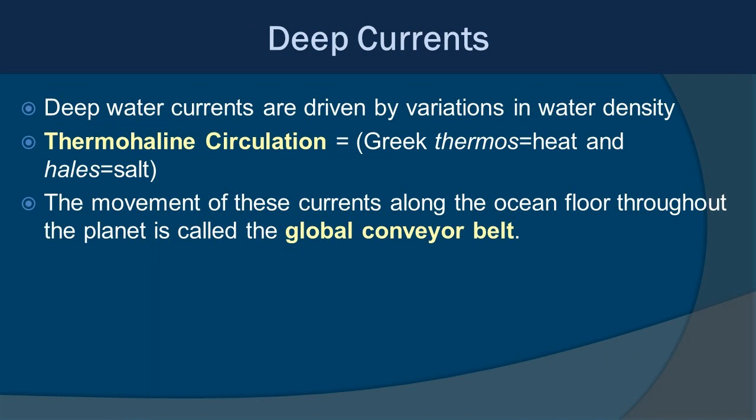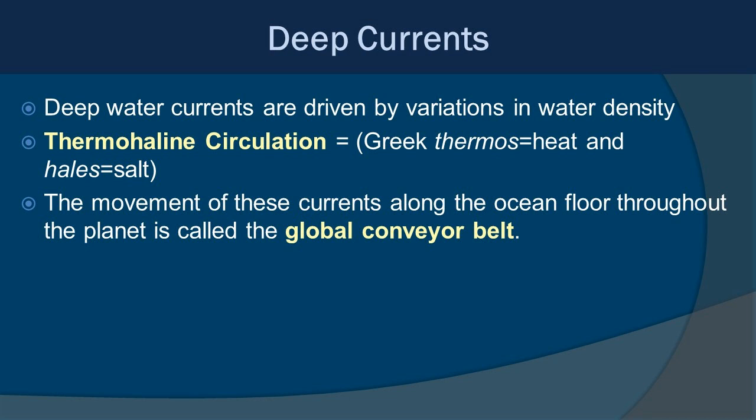Now let's finish up with deep water currents. Deep water currents are driven by variations in water density. We actually call them thermohaline circulation, which of course in the Greek means thermos is heat, and of course hals is salt. And of course, as we know from our previous studies, the density of water is controlled by temperature and salinity. That would mean cold, salty water is going to sink, and of course, fresh, warmer water is going to rise.